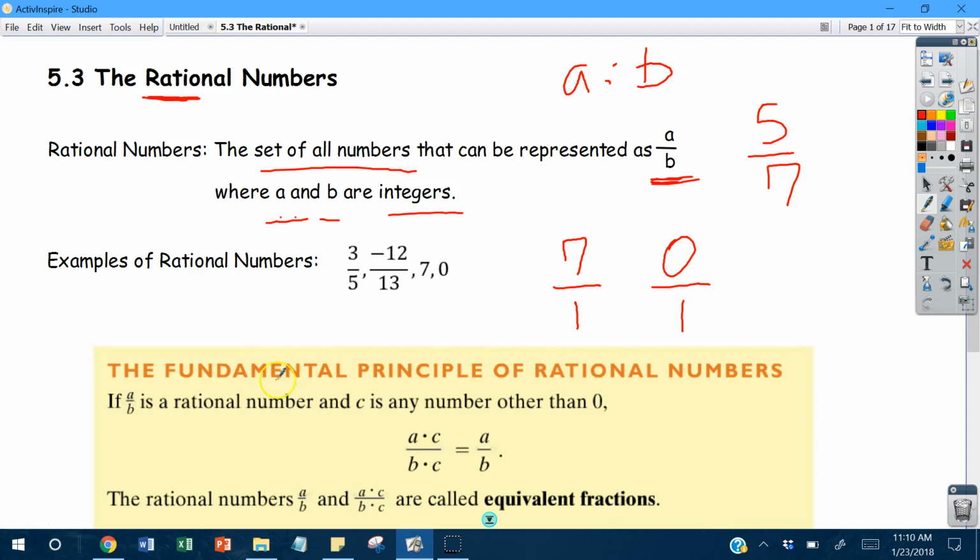Let's look down here. The fundamental principle of rational numbers says that if a over b is a rational number and c is any other number, and we multiply the numerator and the denominator by the same number, this c, we end up with the exact same number. So a times c over b times c ends up being a over b, and we would call these equivalent fractions. Now, this may not make a whole lot of sense without looking at numbers, so let's look at some numbers.